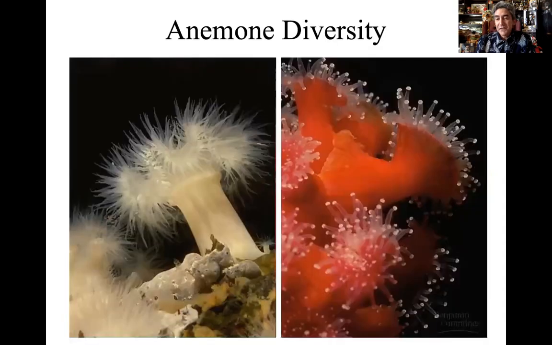So just some diversity, right? The different types of tentacles that can extend, they can retract back. And again, they have that big gastrovascular cavity, which allows for the ingestion of relatively large food items for their body size.